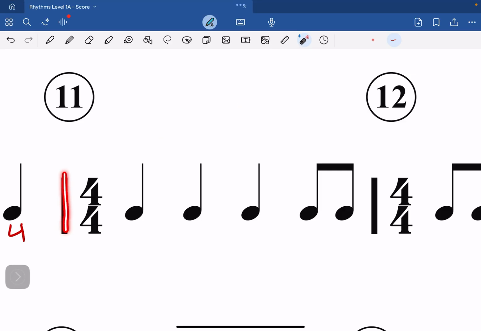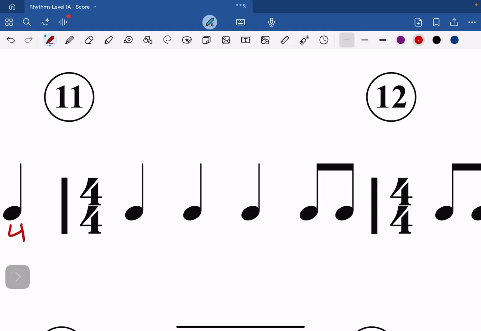Reminder, a measure is the part in between the bar lines, or the measure lines. The bottom number means that the quarter note gets 1 beat of music in this case, okay? So if this was a 2 on the bottom, the half note would get the beat of music. But because we have a 4, it's going to be the quarter note. So just review of that concept.